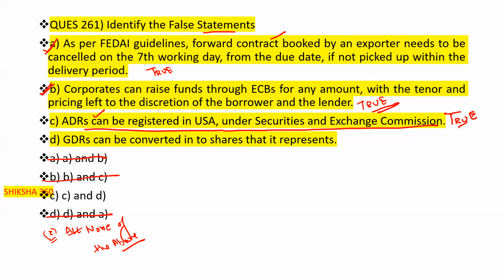Can be registered under. This one is false. Clear? Can be registered, that is for some category, it is necessary. The fourth one is GDRs can be converted into shares that it represents. This one is also false.